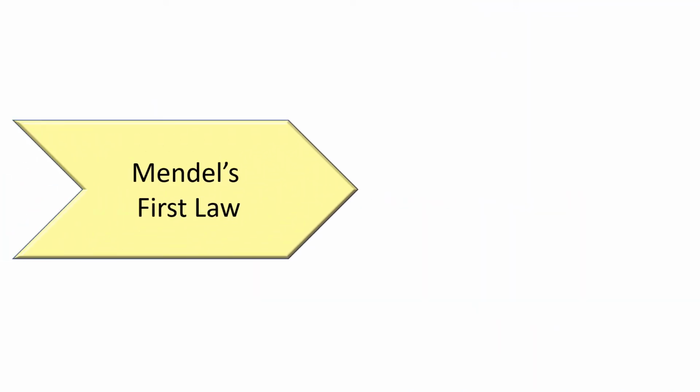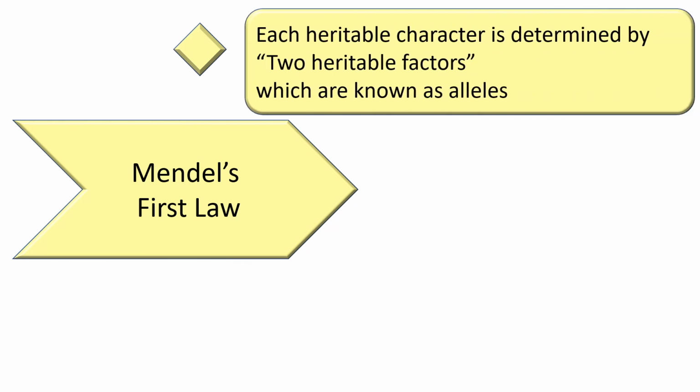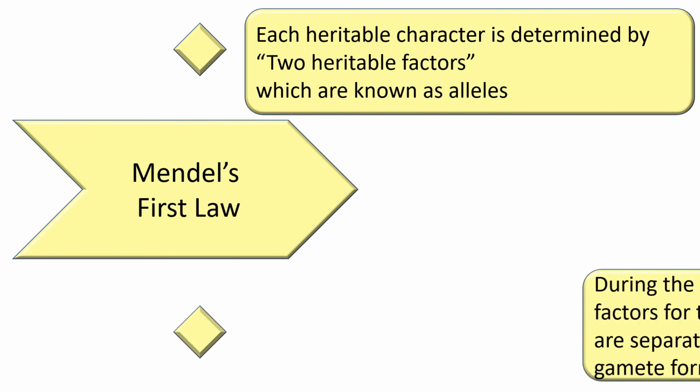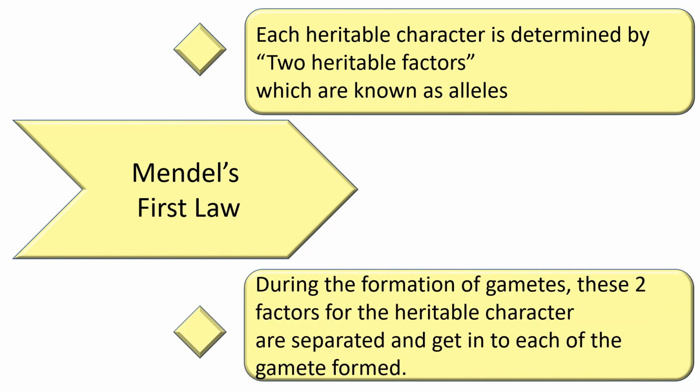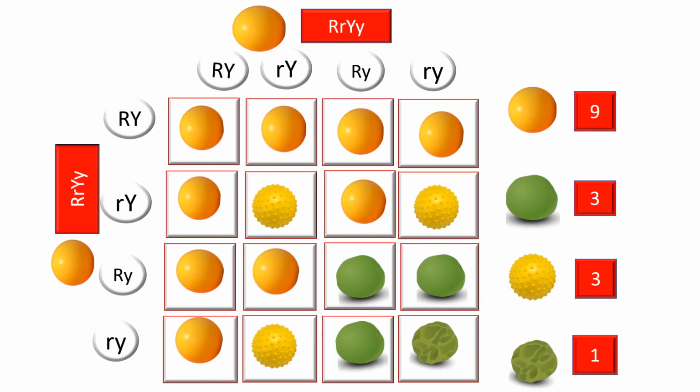Mendel's first law: each heritable character is determined by two heritable factors which are known as alleles. During the formation of gametes, these two factors for the heritable character are separated and get into each of the gametes formed. Hope to discuss Mendel's second law in our next video.